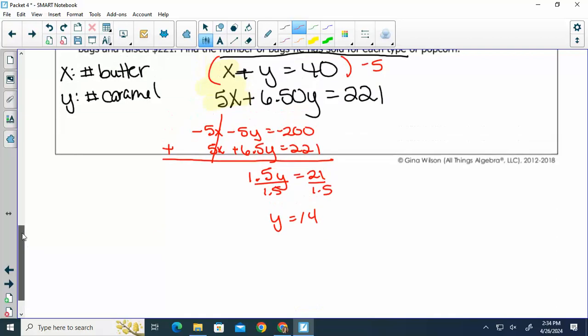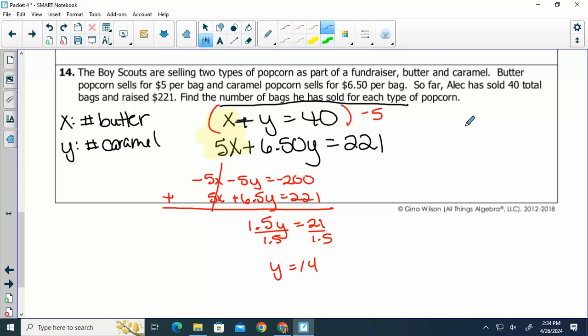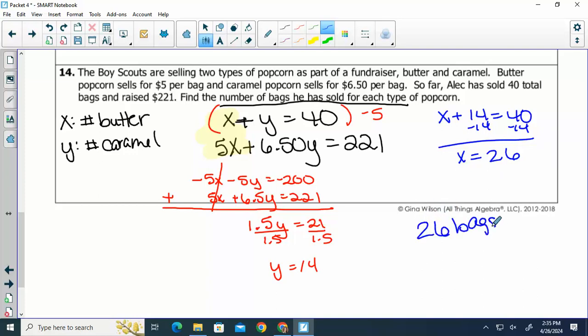Okay, so now we have y, we need x, so we can go back. X plus the y, which was 14, equals 40. So x is 26. So we need 26 bags of butter and 14 bags of caramel.